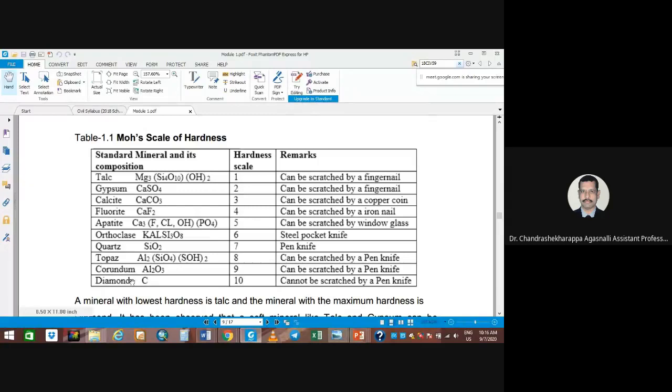Okay, so talc contains magnesium and silica, and gypsum is calcium and sulfate, and calcite is CaCO3, calcium carbonate, and fluorite is calcium and fluoride, and apatite is iron, chlorine, phosphate, and calcium, and orthoclase is potassium, aluminum, and silica, and quartz is silica only, SiO2. Topaz has alumina and iron.